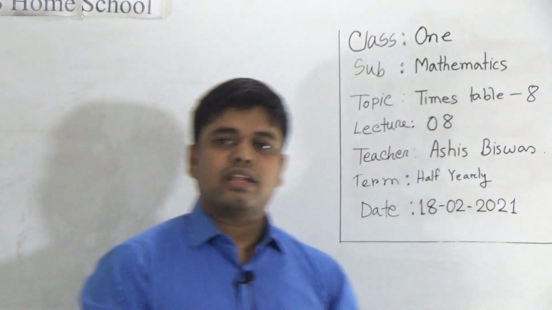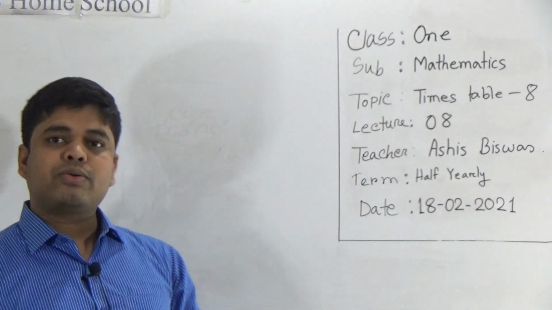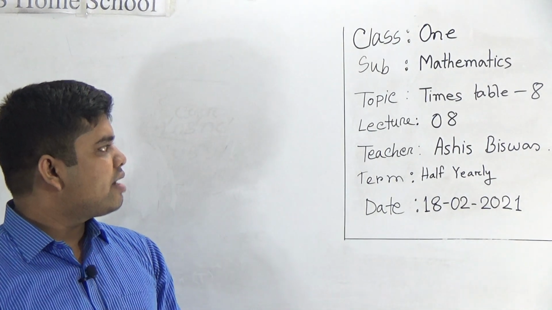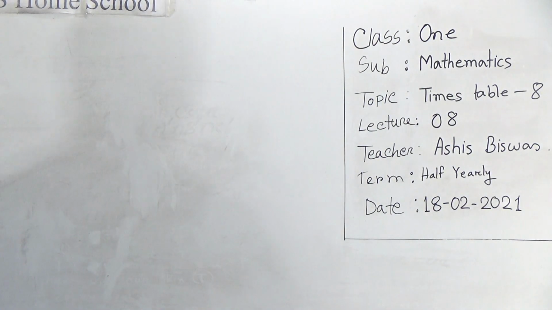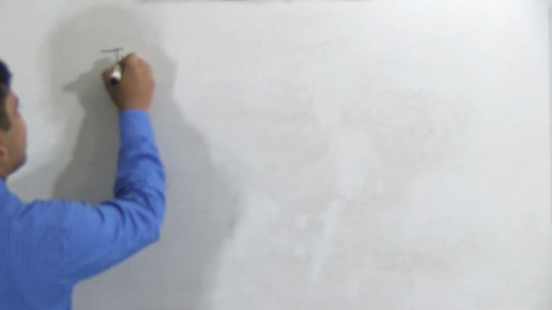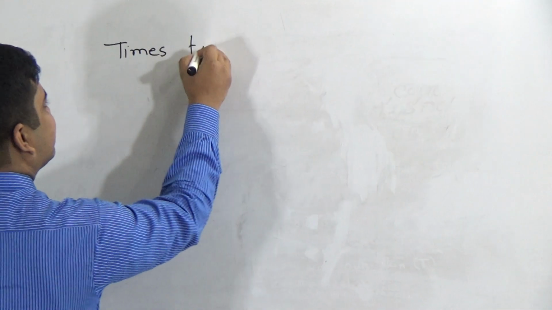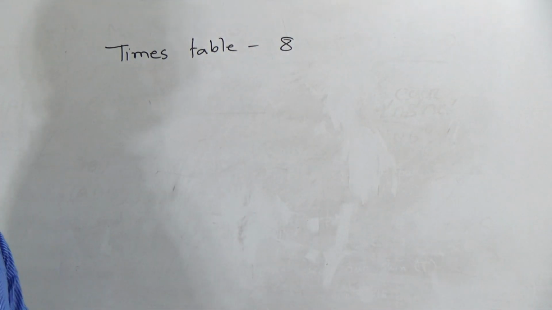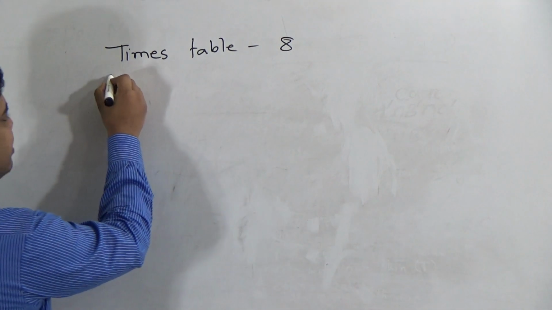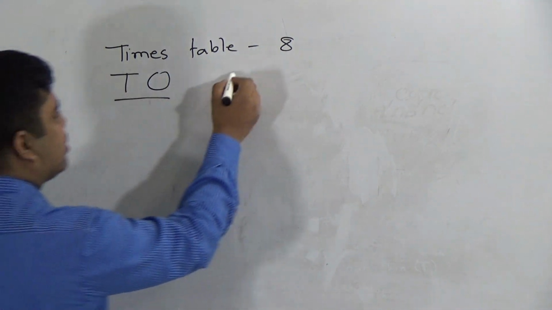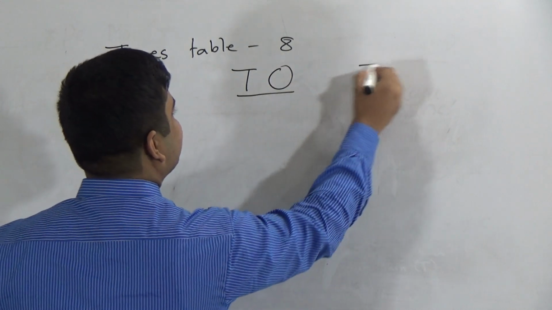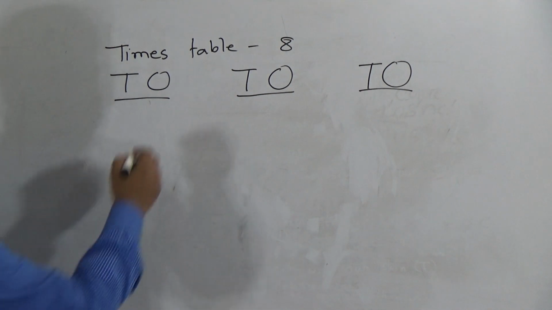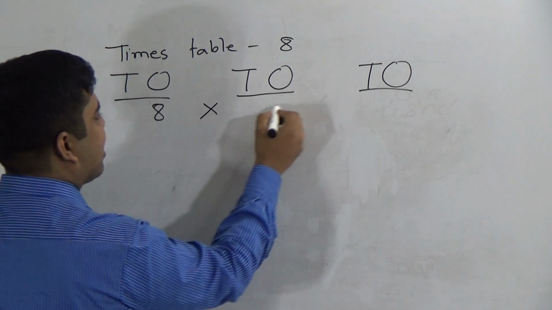My dear students, in our previous classes we have already learned how to write times table in our CW or SW copy. So let us start how to write times table. So here times table 8. In order to write times table, what can we do now? At first we write TO and TO. So now here we write 8, multiply sign and 0.